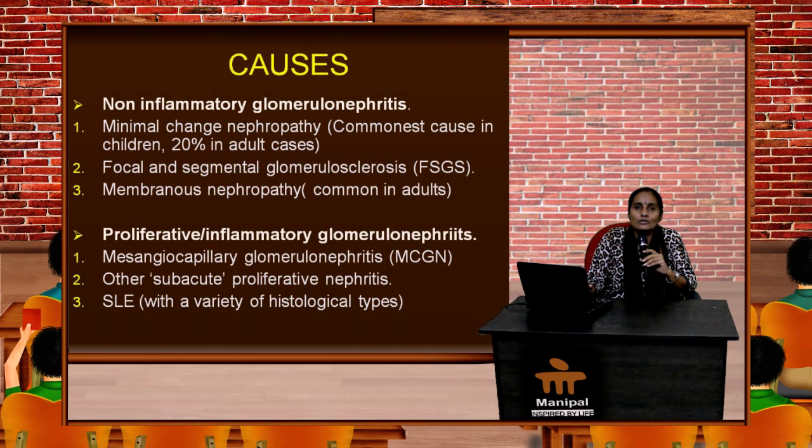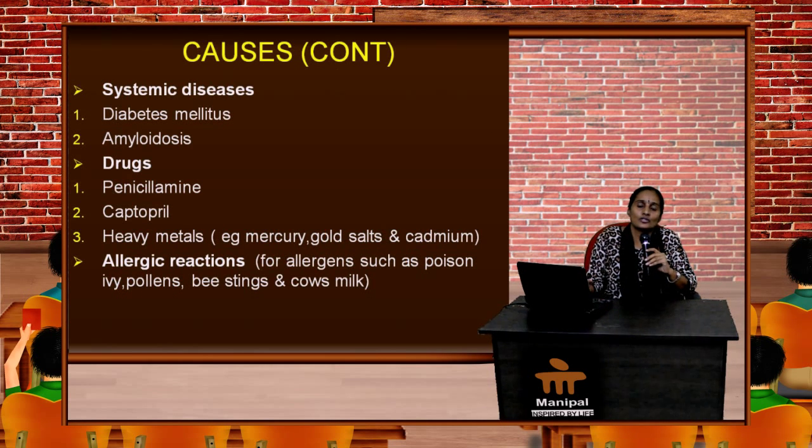And as we go on, coming to the systemic diseases which involve the kidney. Here primarily the kidney is not involved. Mainly for our concern, it's diabetes mellitus type 2, and then we have amyloidosis, we have SLE again there, and drugs like penicillamine, captopril, heavy metals, especially gold, cadmium, mercury. Nowadays these heavy metals are less commonly used. And allergic reactions to poisons, especially IV poison, pollen grains, bee stings and cow's milk allergy.